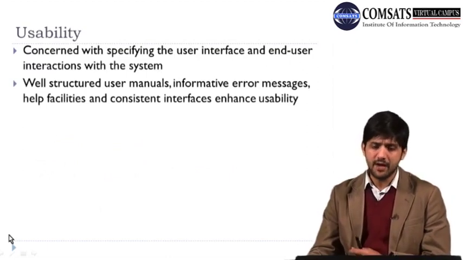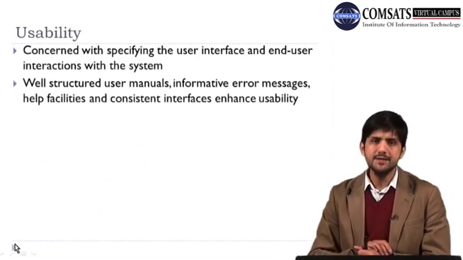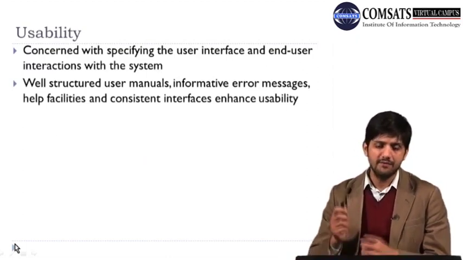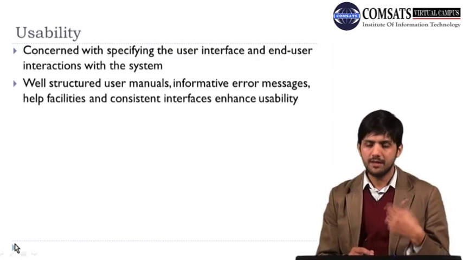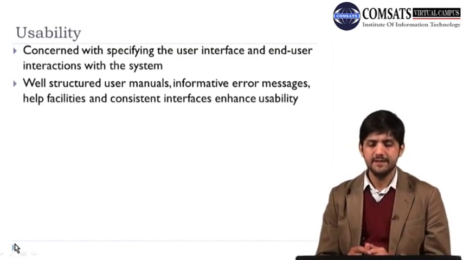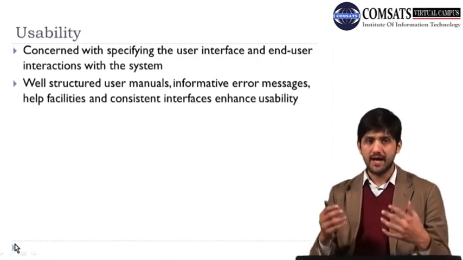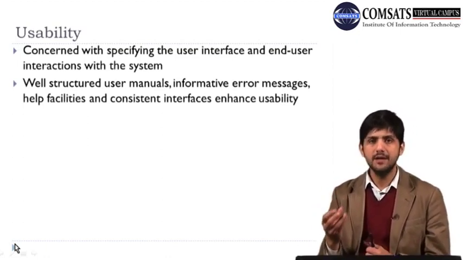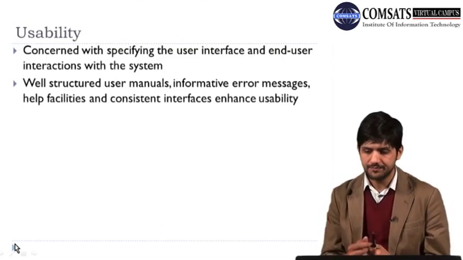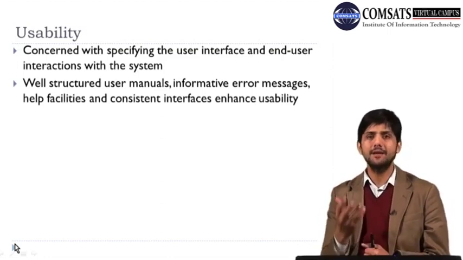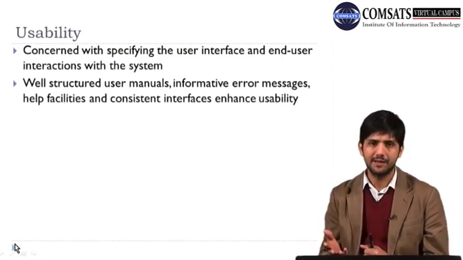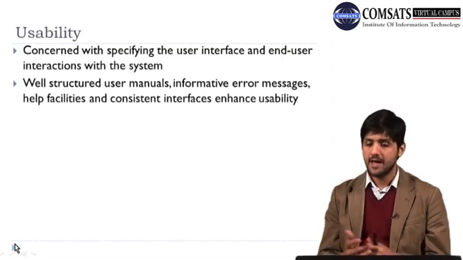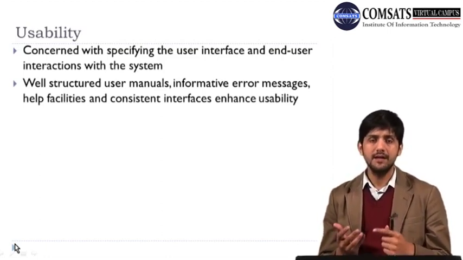It is concerned with specifying the user interface and end user interaction with the system. So for example, you can say that we will have well-structured user manuals, informative error messages, help facilities, and a consistent interface, enhanced usability. So normally when you're specifying these requirements which concern the end user interface, your main goal is that the product that you're making is very usable for the client, and it has all the information that the client needs to use the system.